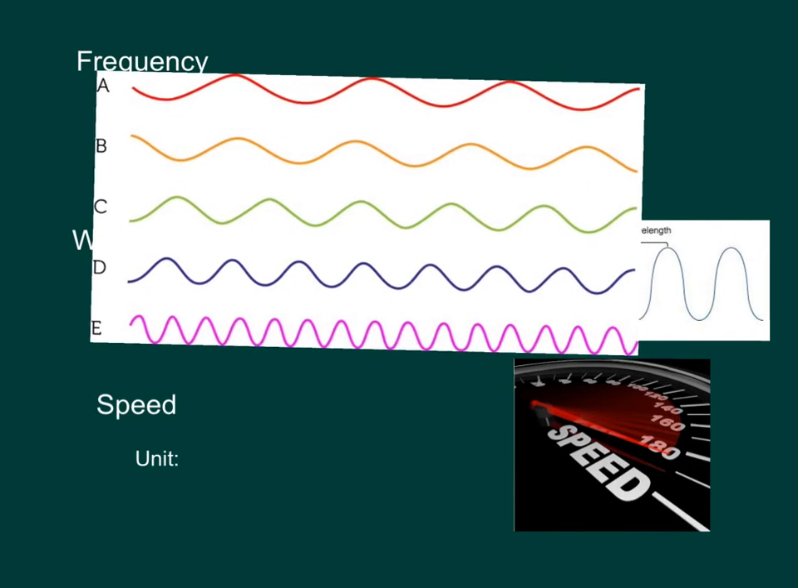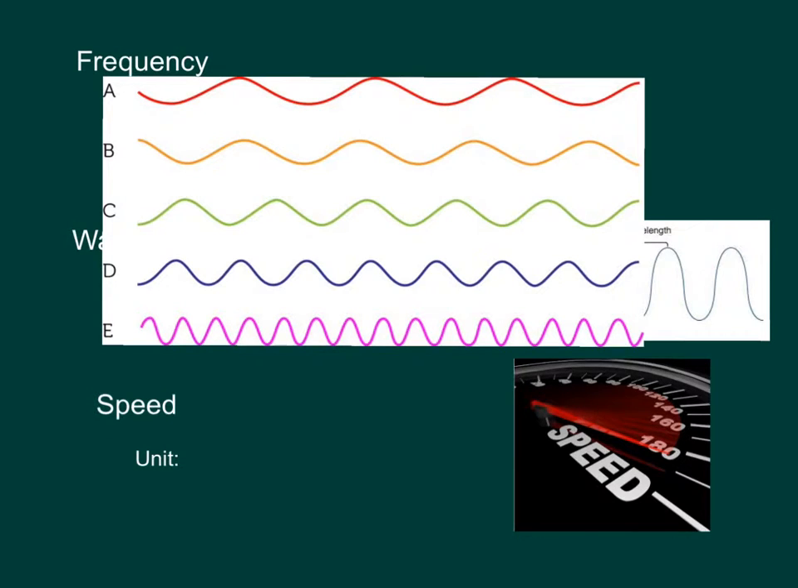For example, let's look at this picture here and imagine that this is a picture of 5 different waves, each after 1 second. Up at the top, we see 1, 2, 3 waves in 1 second, or 3 cycles per 1 second. Down at the bottom, we see 1, 2, 3, 4, 5, 6, 7, 8, 9, 10, 11, 12, 13, 14, 15 waves in 1 second.